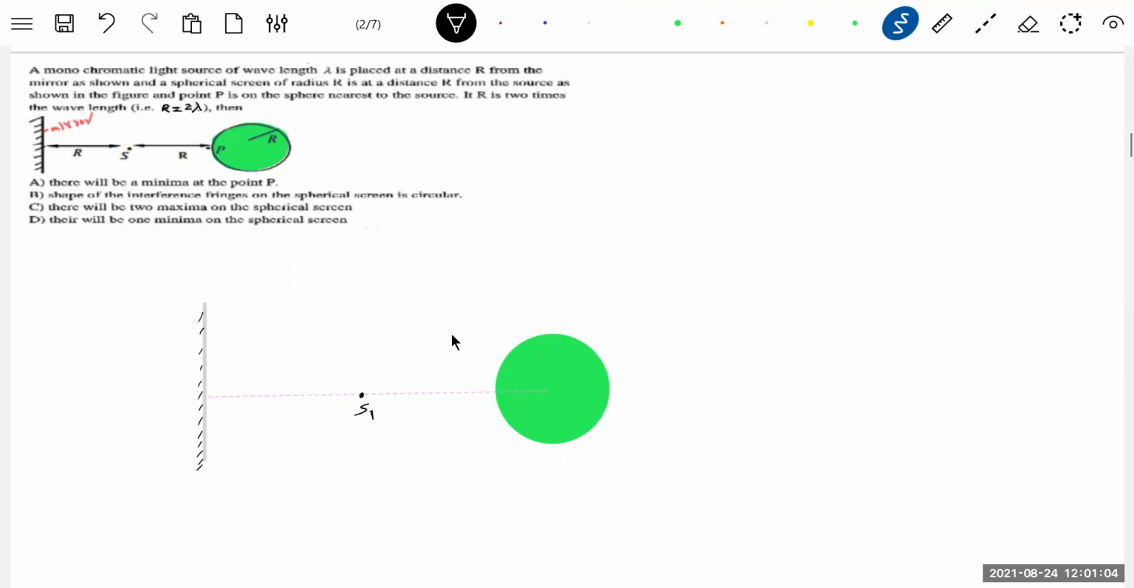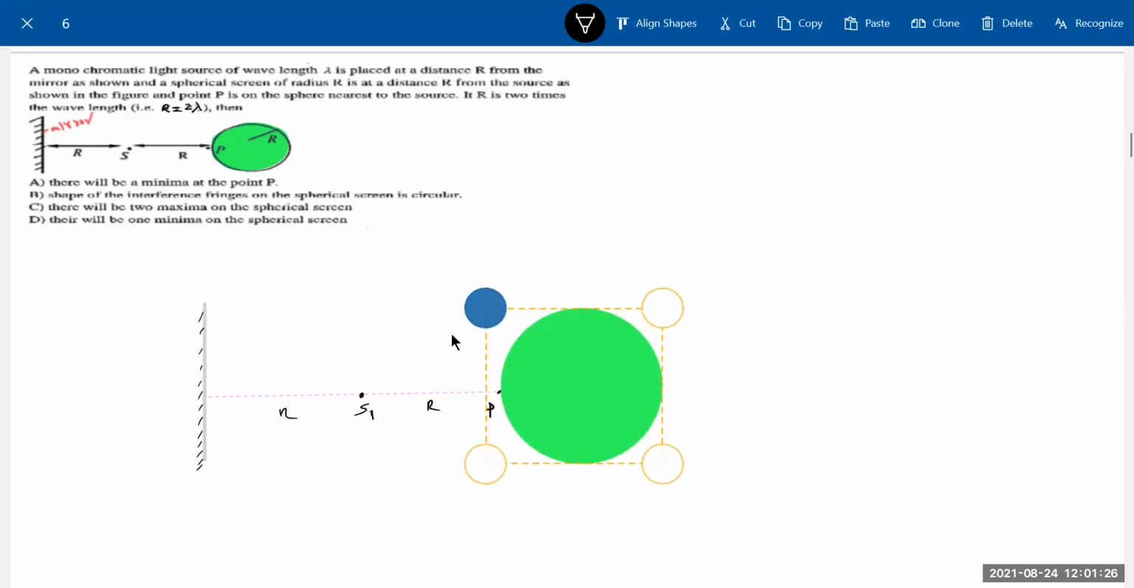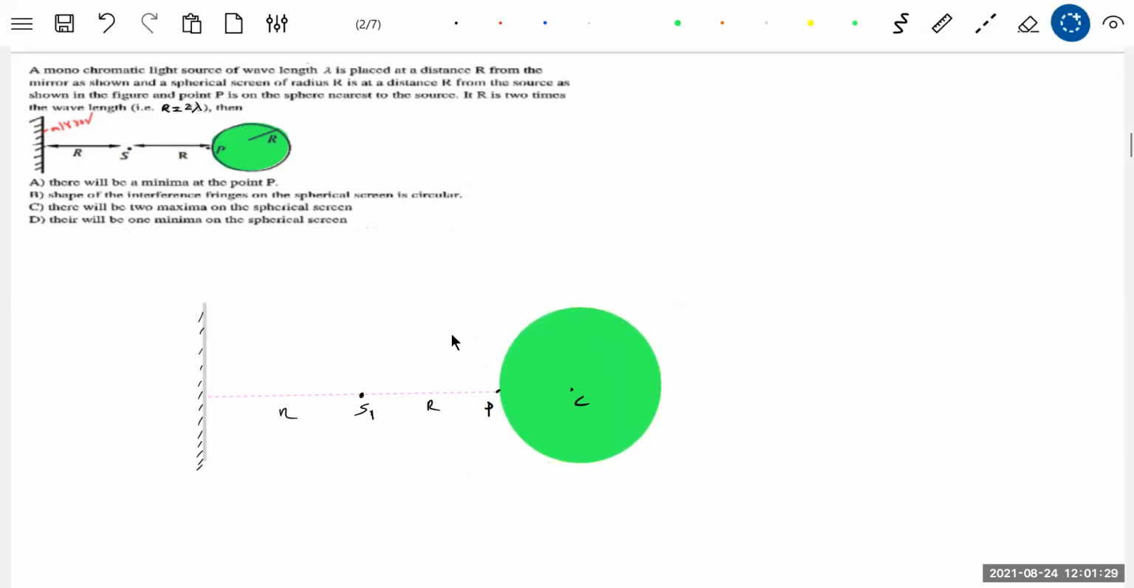So you call this source S1. This is R, this is R. Now, this is a point source, no? It will send light in all directions. Let me increase the size of this. Now let's get into it and start analyzing.